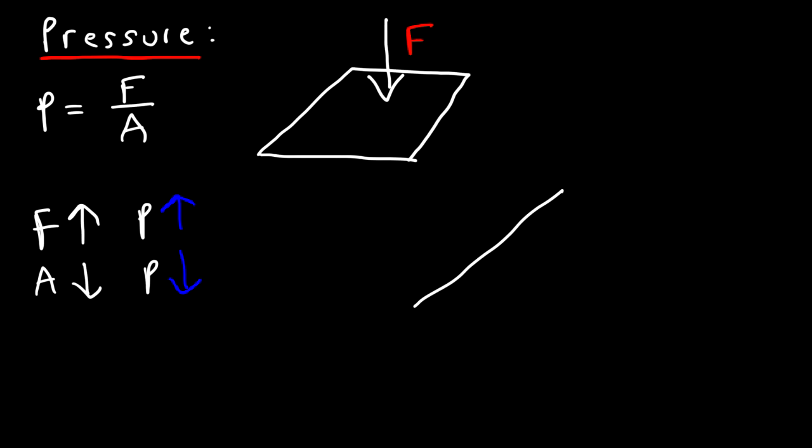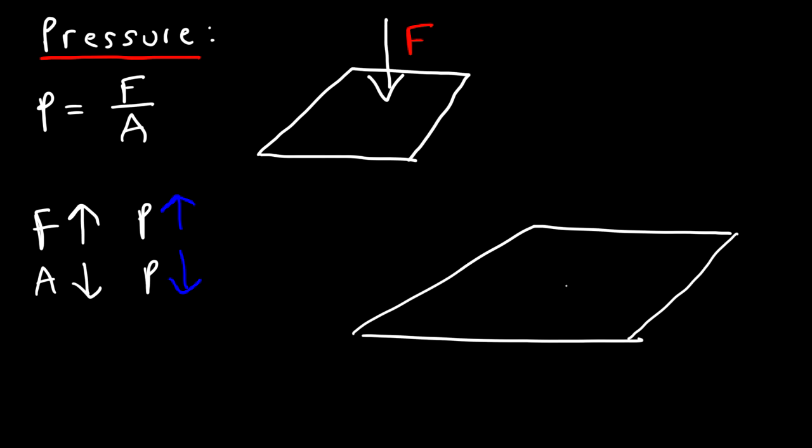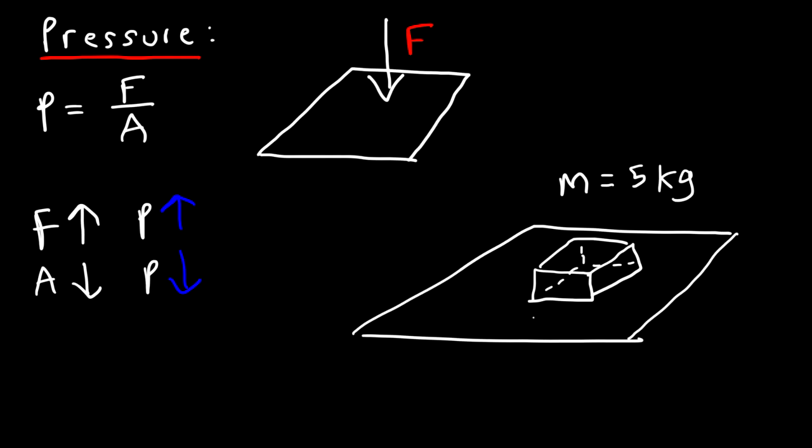So imagine if we have a textbook that's laid on this surface. Let me draw a textbook. And let's say the mass of the textbook is 5 kilograms. And the measurements of the textbook are 20 centimeters by 40 centimeters. Now, this textbook is going to exert a downward weight force on the table. So what is the pressure exerted by the book on the table? How can we calculate that pressure?